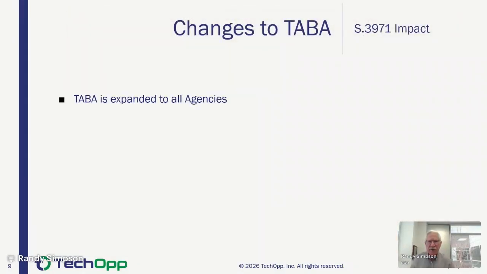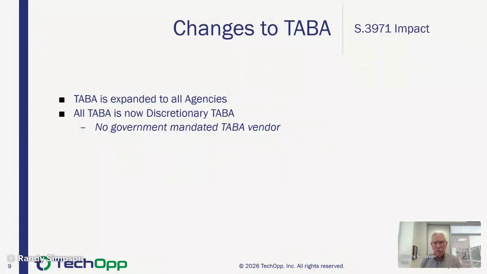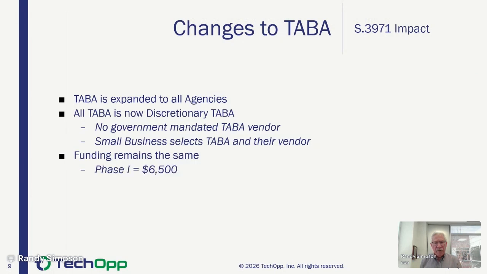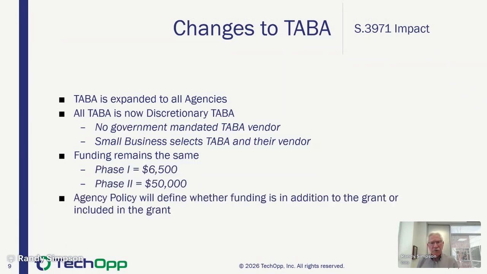So, changes to TABA that came about from the recent legislation. It's expanded to all agencies. It's now discretionary, which means there's no government mandated vendor. The small business selects TABA and then selects their vendor. The funding is the same, phase one, phase two.